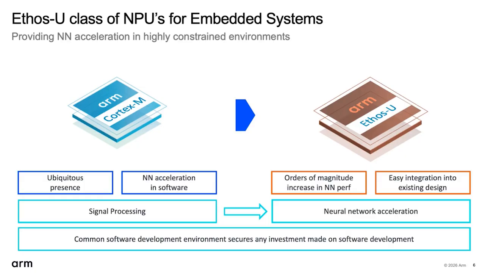And the best part is that integration is straightforward. You can keep using your CMSIS-DSP and CMSIS-NN software stacks. Together, Cortex-M plus Ethos-U give you a scalable architecture for running real AI workloads at the edge.